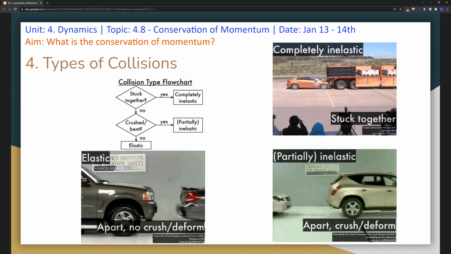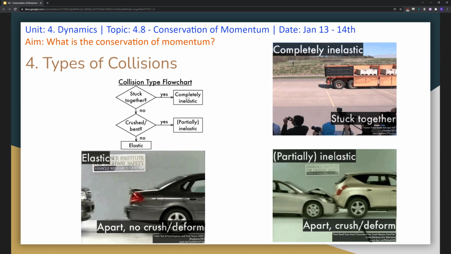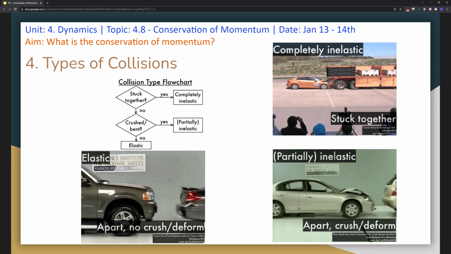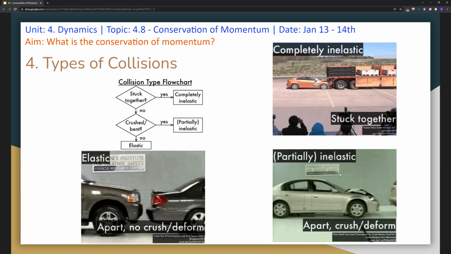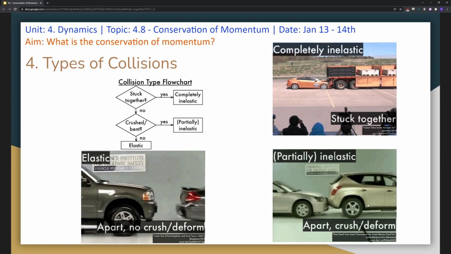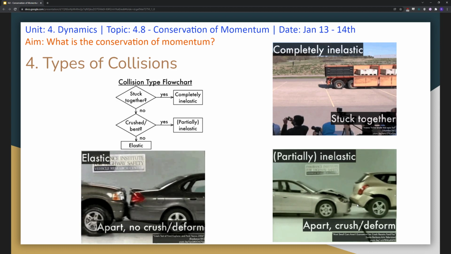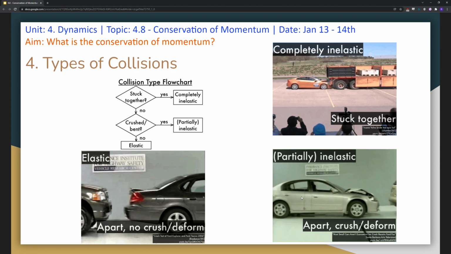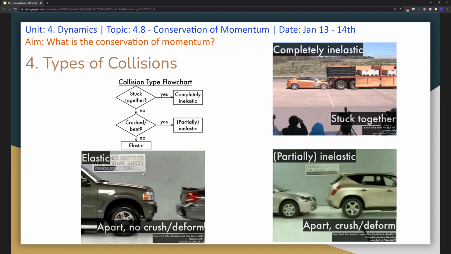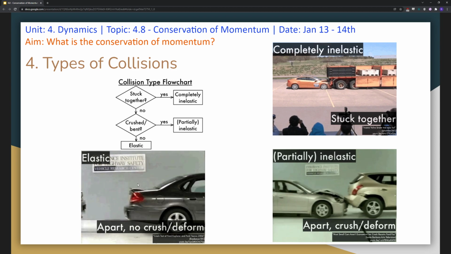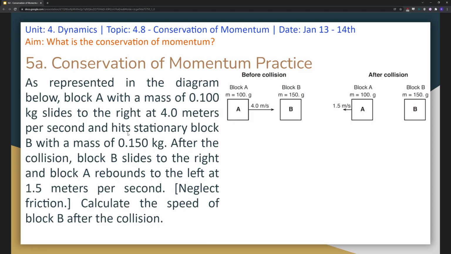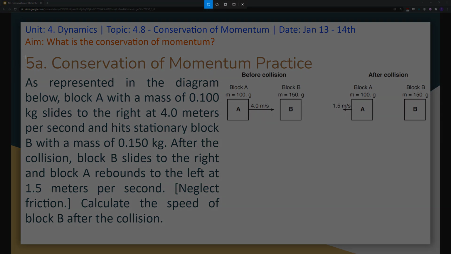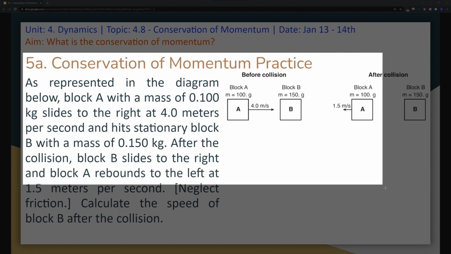It's just telling you the different types of collisions. Completely inelastic, top right, where they're stuck together. Partially inelastic, where they crush and deform, but they do separate. And elastic, where they don't deform and they definitely separate. Gonna move on to practice questions like we always do.